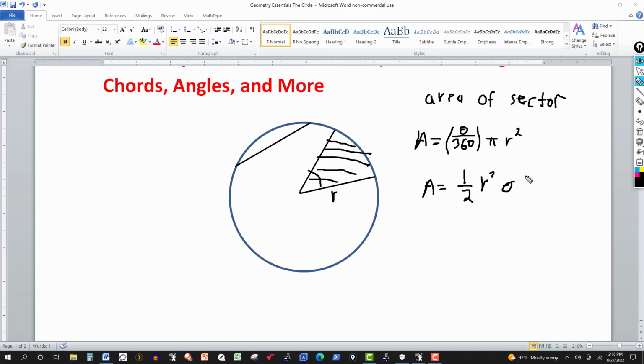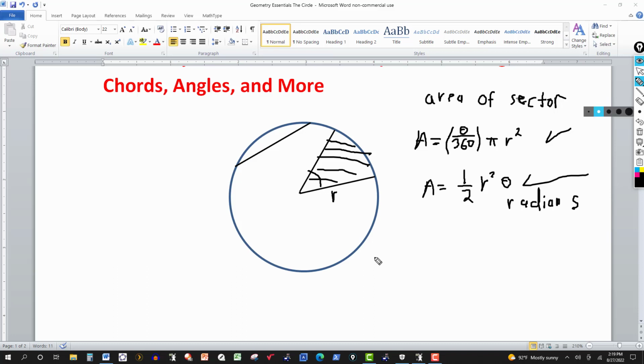Now the difference between these two formulas: they're both finding the same thing, the area of the sector. For this one here, theta is in degrees. For this one here, theta is in radians. You'll get the same thing, but you have to use one with degrees and the other one with radians. So this one, theta has to be in radians. And then you just plug in.